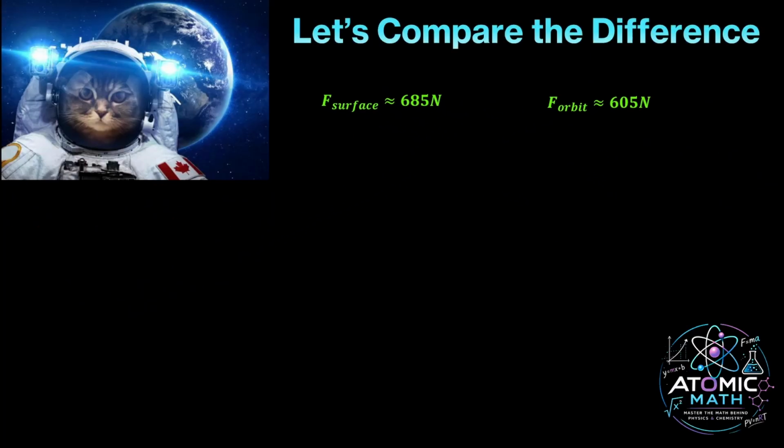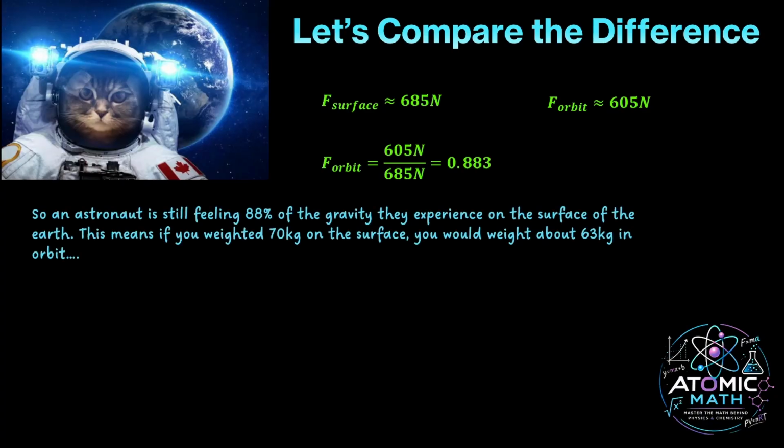So on the surface we feel 685, and in orbit 605. Well, that's not that much of a difference. In fact, if I take the ratio, I get 0.883. So this means that the astronaut is still feeling 88% of the gravity they experience on the surface of the Earth. This basically means if you weighed 70 kilograms on the surface, you're still going to weigh about 63 kilograms in orbit. And that is definitely too heavy to float.